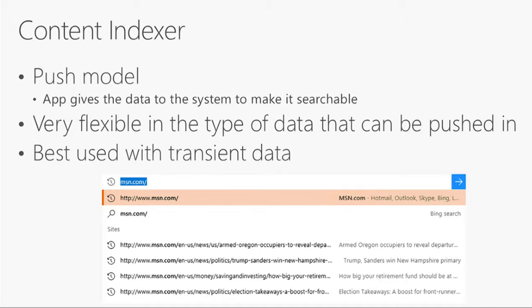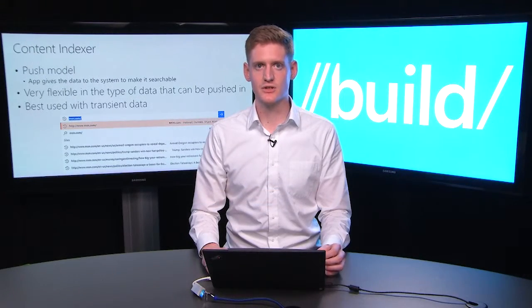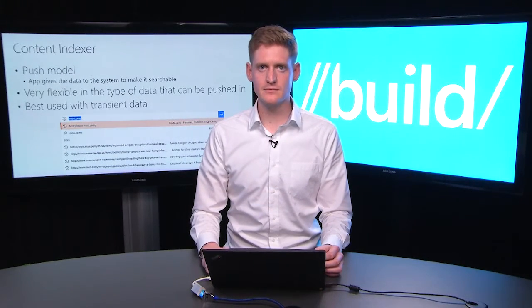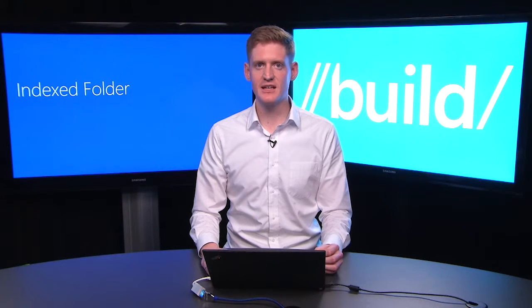Now, it works great with transient data. The example, again, if you want to see on your system right now, is the Edge address bar. As you type in a URL in the Edge address bar, it queries through your history, which has been pushed into the content indexer, and returns results out. So this auto-suggest control that you see at the bottom of the screen in your Edge browser is built directly out of the content indexer. And that's what we're going to work through later, is how you can actually build this auto-suggest control into your app. But first, let's dive into the indexed folder.